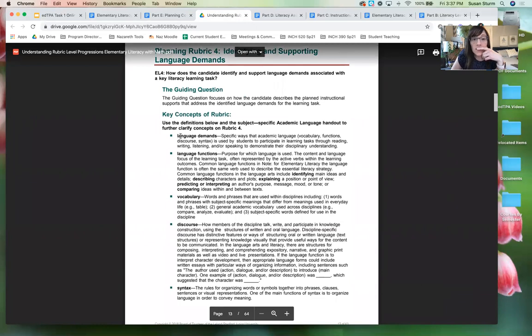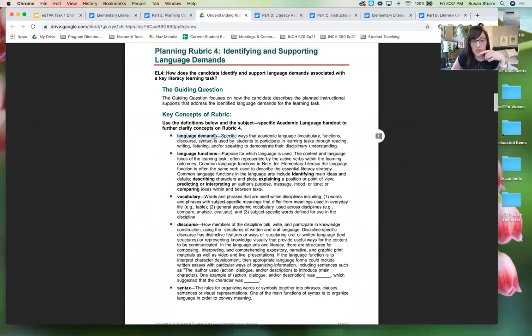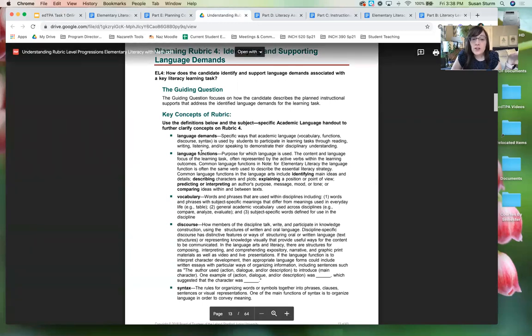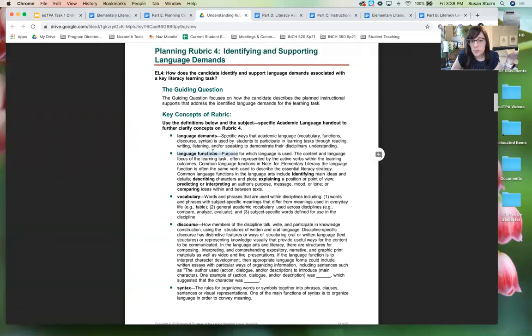But this one has so many new terminologies that we need to go over. So language demands is first. That's generally what this question is all about. And these are the ways that academic language is used by your students to participate in the learning tasks that you're teaching them. Language function is the purpose for which language is used generally.